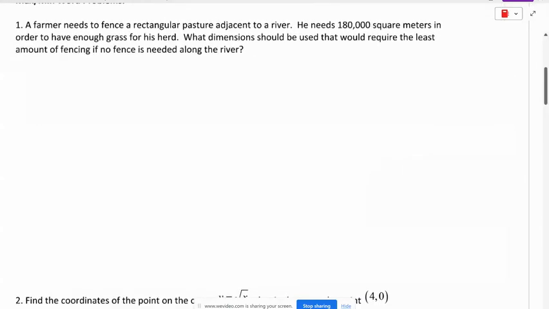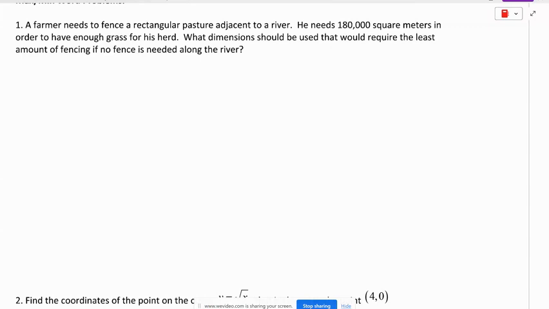So a farmer needs to fence a rectangular pasture adjacent to a river. He needs 180,000 square meters in order to have enough grass for his herd. What dimensions should be used that would require the least amount of fencing if no fence is needed along the river?